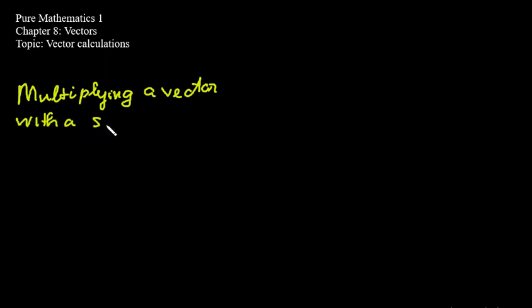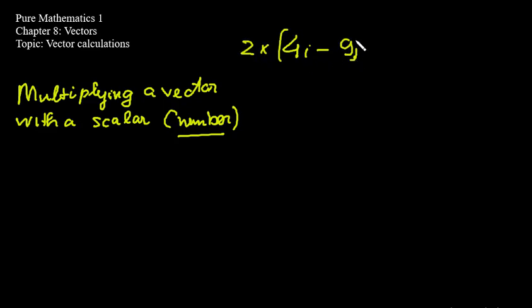The first one is multiplying a vector with a scalar, or maybe a number. Scalar here means numbers, it just contains magnitude, so it is a number. If I have this vector, 4i minus 9j, and want to multiply it by 2, just do simple math: 8i minus 18j.